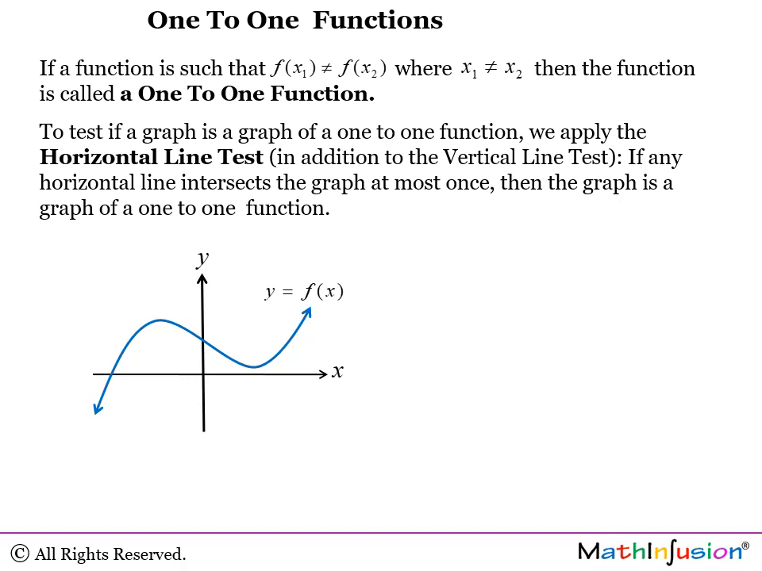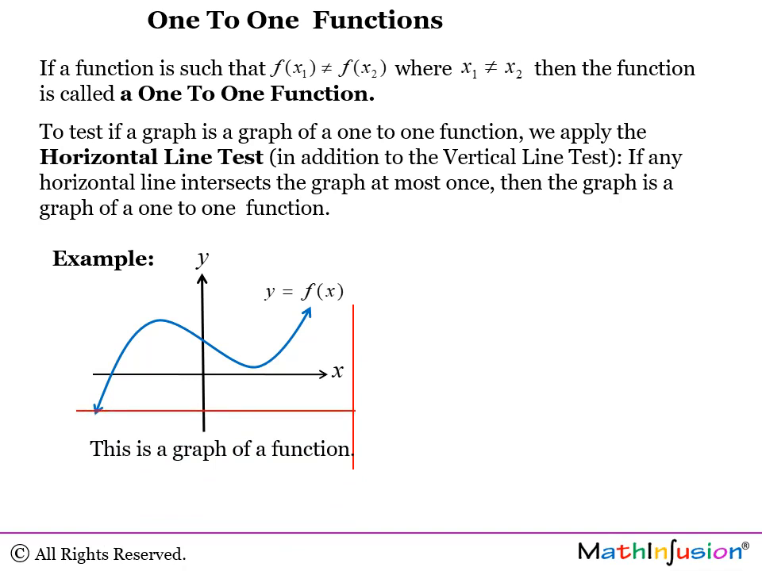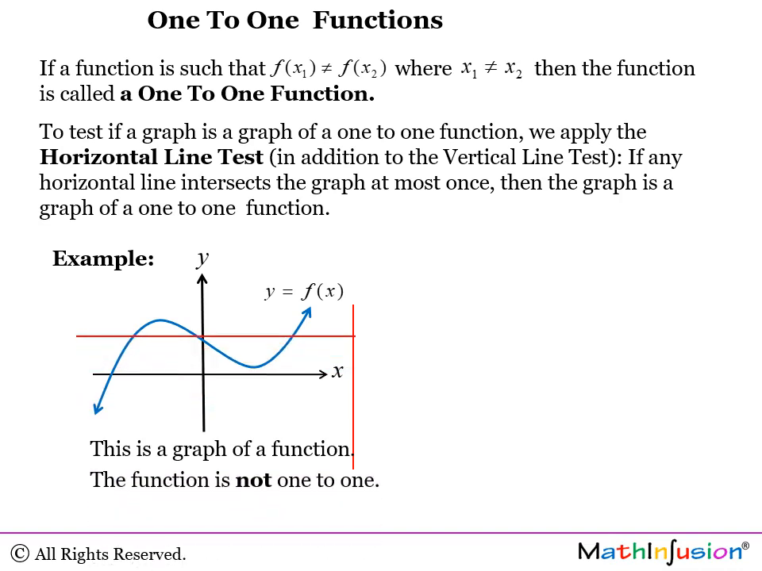Here's an example. First of all, we are applying the vertical line test, and this is a graph of a function. Now let's apply the horizontal line test, and you can see that this function is not one-to-one.